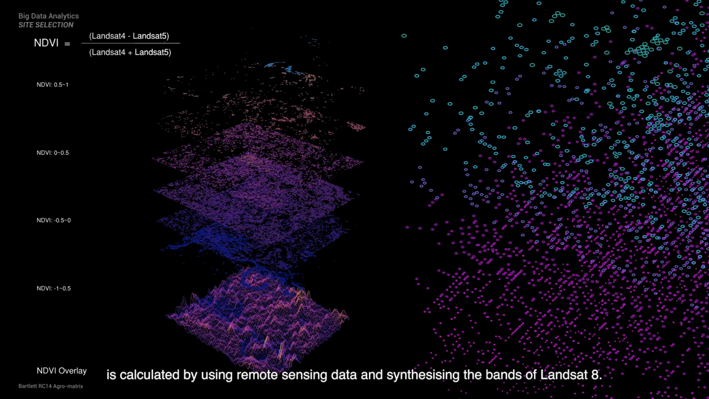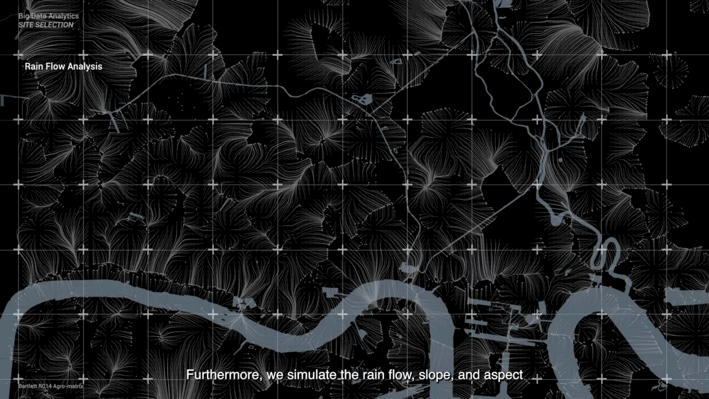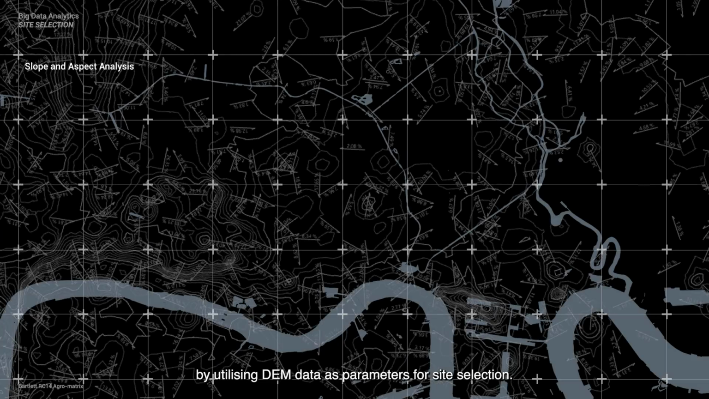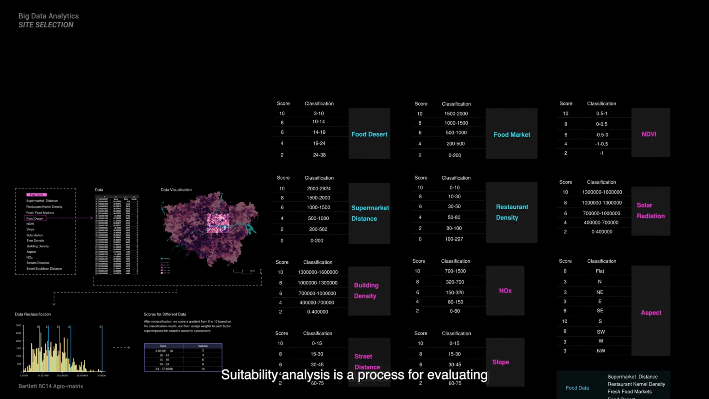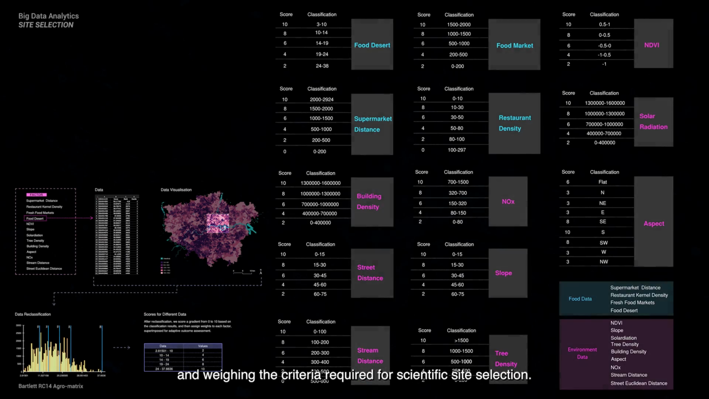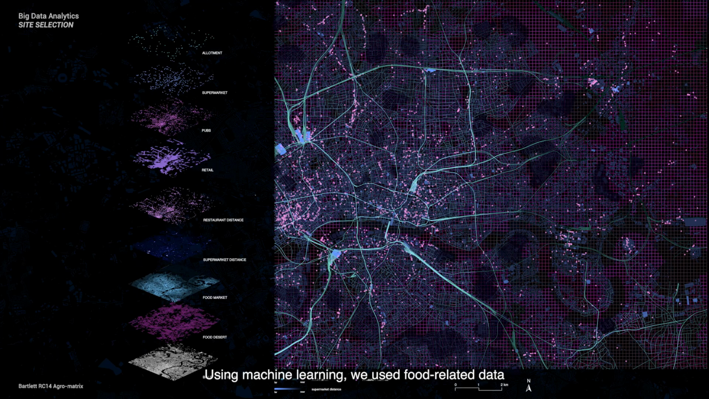The Normalized Difference Vegetation Index, NDVI, is calculated by using remote sensing data and synthesizing the bands of Landsat 8. Furthermore, we simulate the rainflow, slope, and aspect by utilizing DEM data as parameters for site selection. Suitability analysis is a process for evaluating and weighing the criteria required for scientific site selection using machine learning.